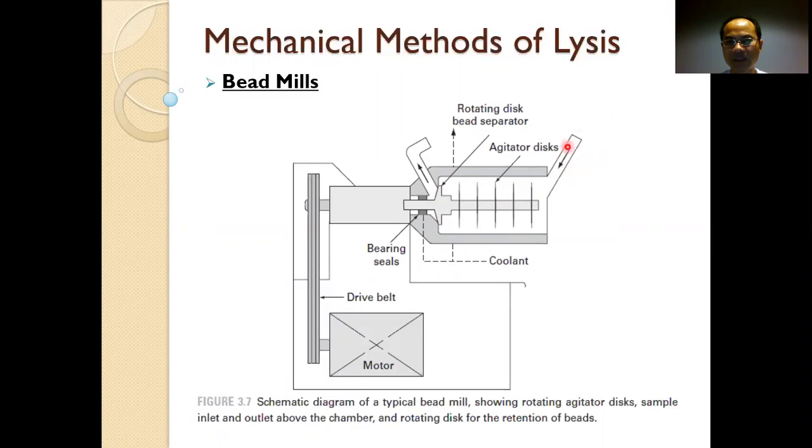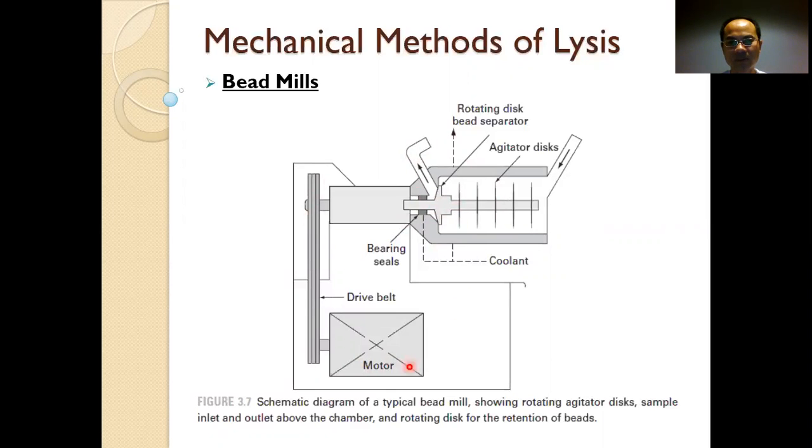Where we have a feed in this zone and output in this zone, and also we have the agitator. In this side we rotate the agitator, and the feed contacts the agitator, causing some breakage of the cells. The suspension of broken cells comes out in this direction. For this case, we can operate with batch operation or continuous operation.